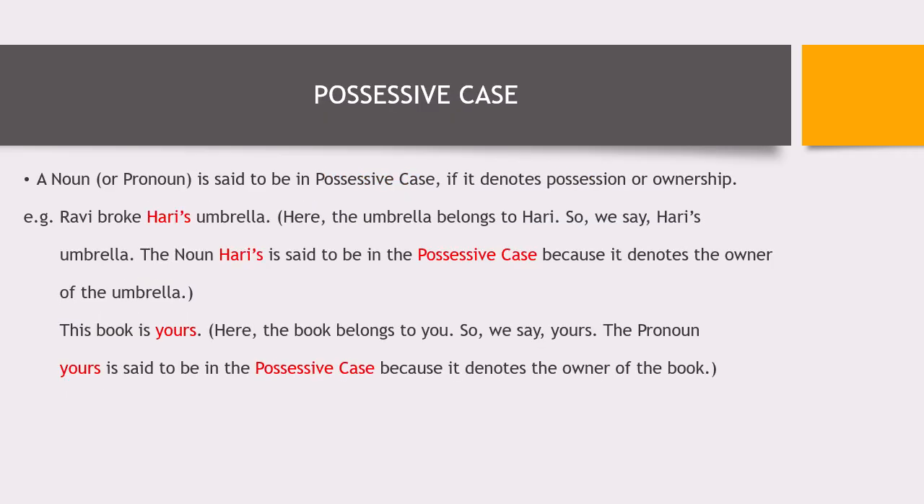Possessive case. A noun or pronoun is said to be in possessive case if it denotes possession or ownership. For example, Ravi broke Hari's umbrella. Here, the umbrella belongs to Hari. So, we say, Hari's umbrella. The noun Hari's is said to be in the possessive case because it denotes the owner of the umbrella.